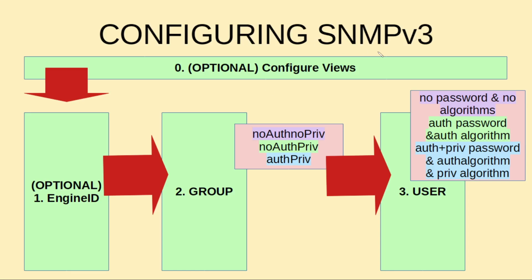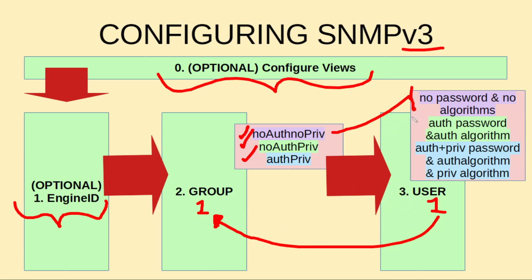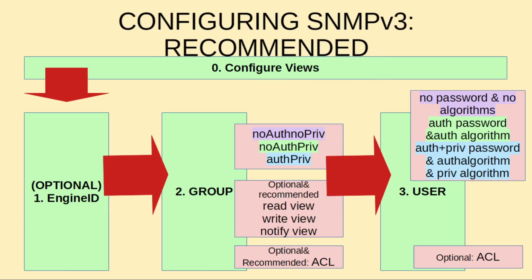What are the steps in order to configure version 3? Optionally configuring views, optionally configuring an engine ID, and the minimal configuration will be creating at least one group with at least one user belonging to this group. The minimal settings for the group will be the security level. The configuration for the user that belongs to this group must match this security level. More on this later.